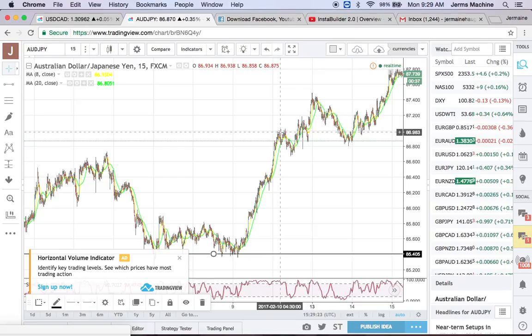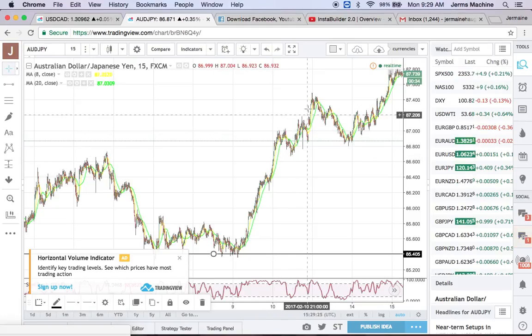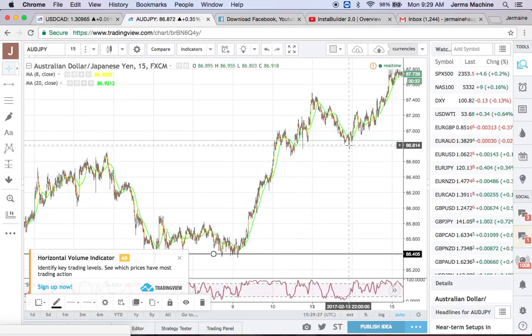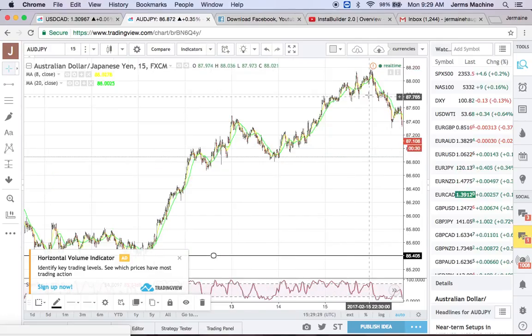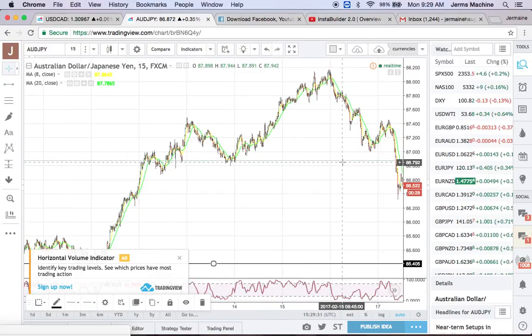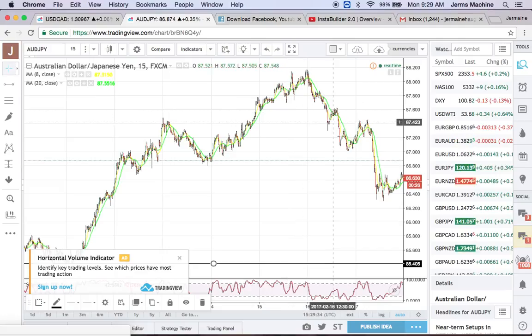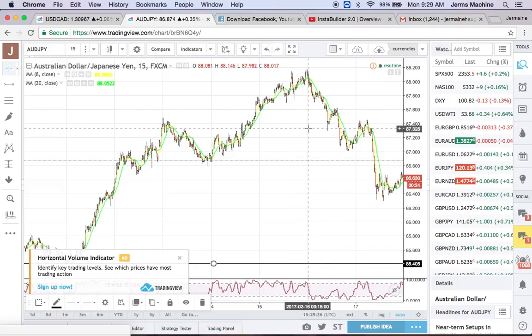Higher high, higher low. Higher high, higher low. Higher high, we didn't make a higher low. So you can start spotting trend changes just by marking that on your charts.